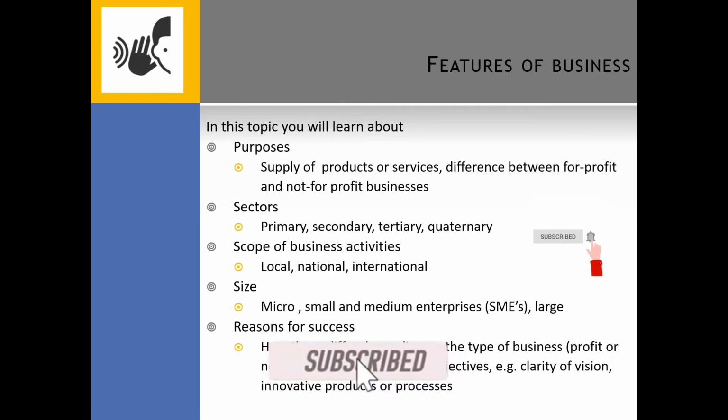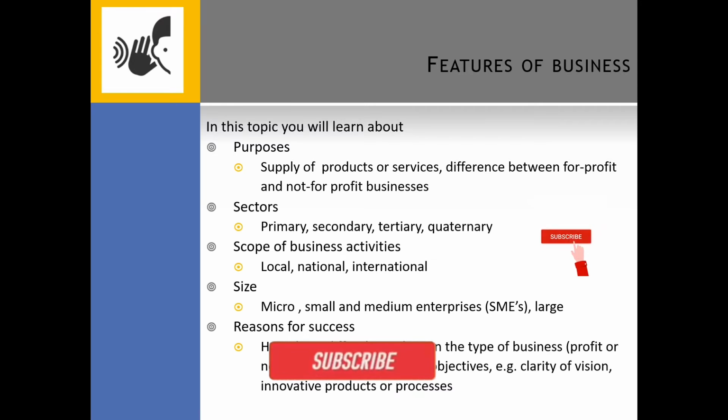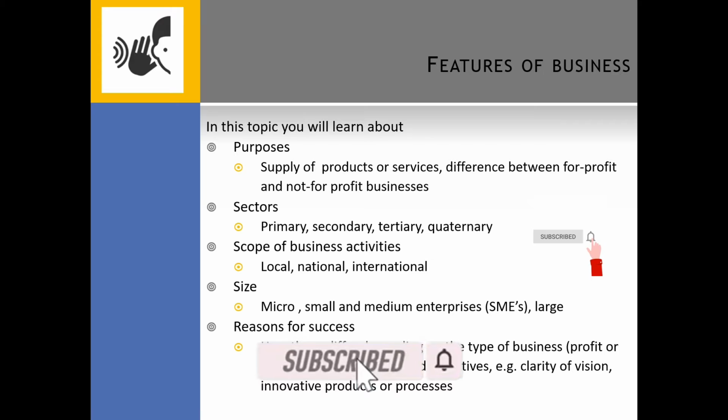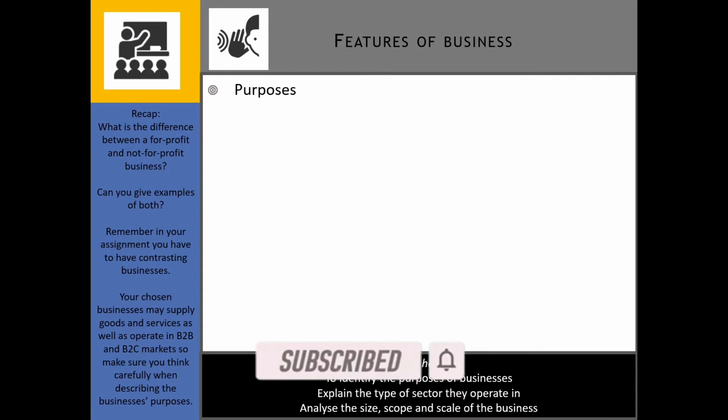Features of businesses. In this topic, we'll have a look at purposes, sectors, scope of business activities, size, and reasons for success of businesses. This is particularly useful for those studying the Unit 1 Edexcel qualification on exploring business, and even for GCSE topics for when you need to describe and evaluate the features of certain businesses. So let's make a start.